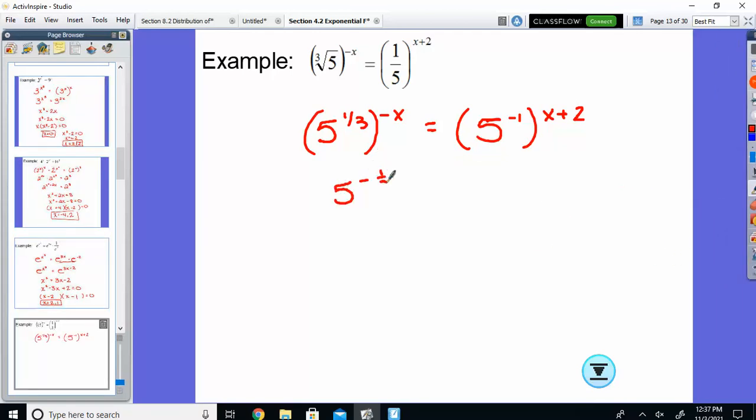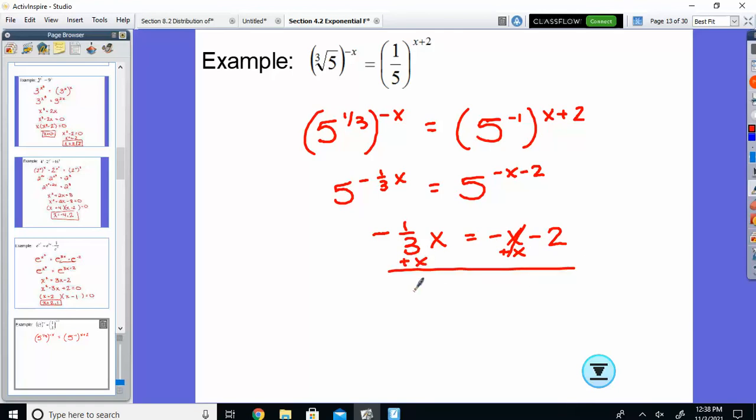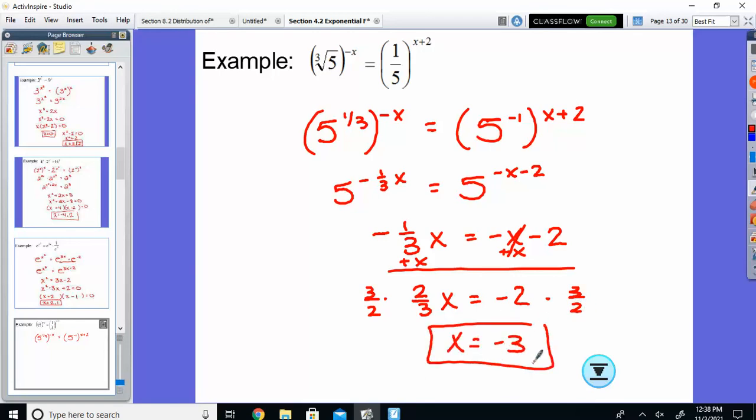So I get 5 to the negative 1/3 x equals 5 to the negative x minus 2, if I distribute my negative. So now you can set your exponents equal. If we add over our x, negative 1/3 plus 1 would be a 2/3. Either divide by 2/3 or multiply by the reciprocal 3/2. And we get x to be negative 3.